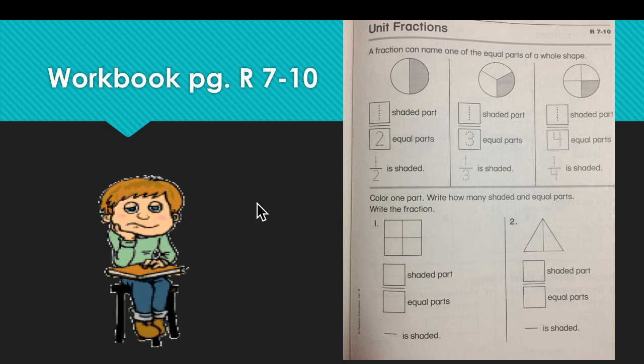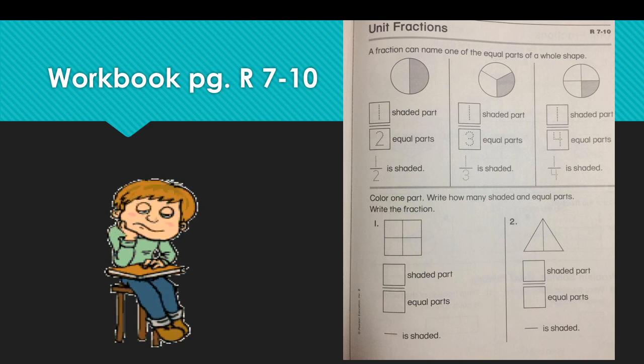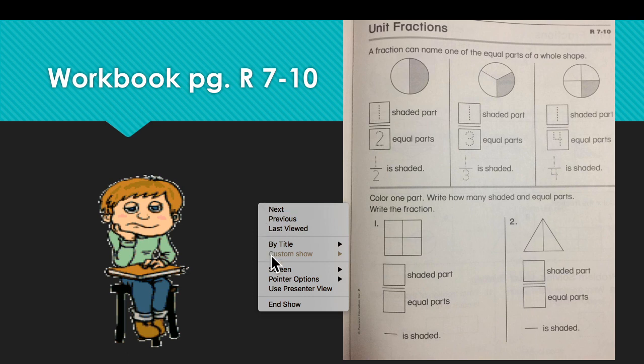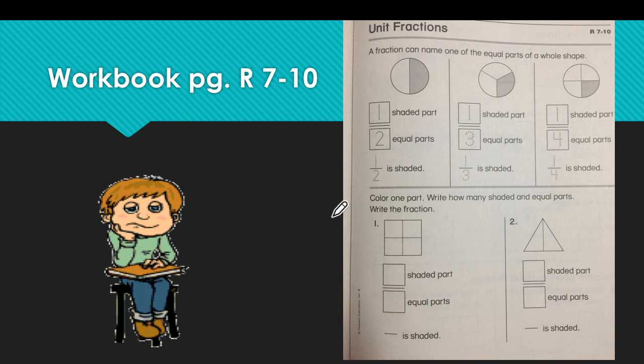Okay, color one part. Write how many shaded and equal parts you have. Again, you will need your colored pens. Okay, color only one part. Only one part you need to color with your pencil. I will color this one.